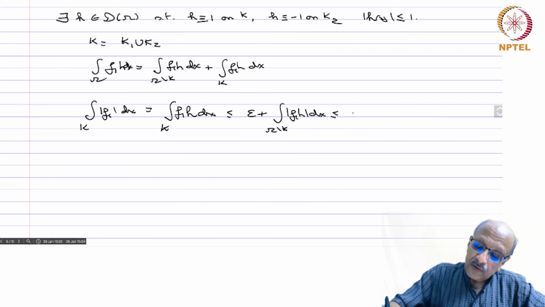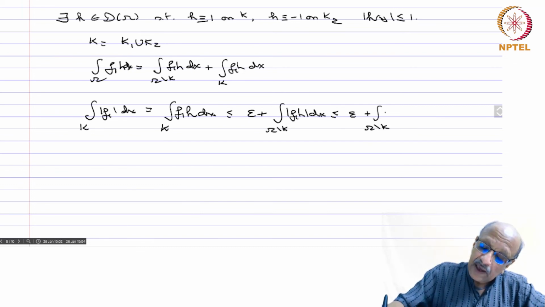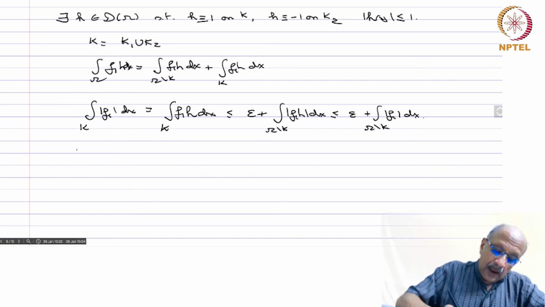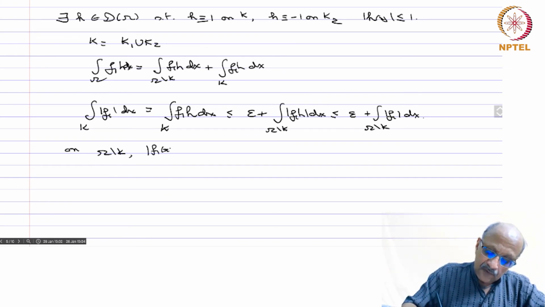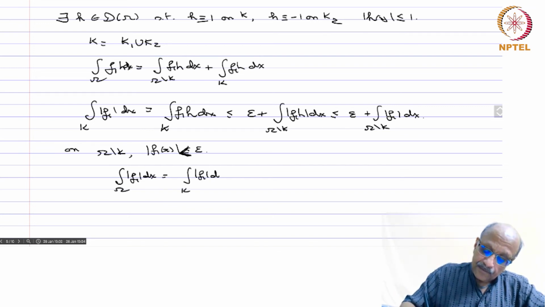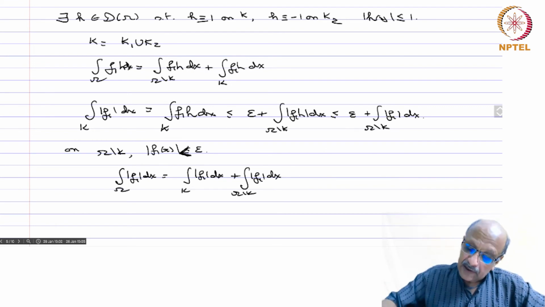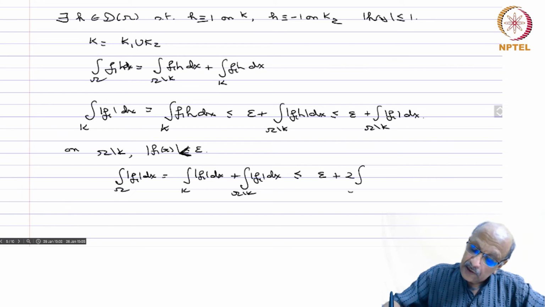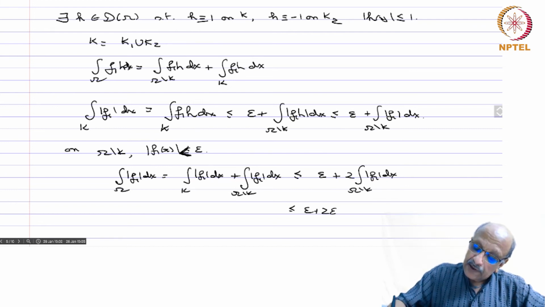And mod h is less than or equal to 1, so this can be written as less than epsilon plus integral on omega minus k of mod f1 dx. Okay, but on omega minus k, what do we have? We have mod f1 of x strictly less than epsilon. Therefore the integral on omega of mod f1 dx is equal to the integral on k of mod f1 dx plus the integral on omega minus k of mod f1 dx. The first one we just estimated, that is less than or equal to epsilon plus twice the integral on omega minus k of mod f1 dx, and that is less than or equal to epsilon plus 2 epsilon times mod of omega minus k, which I will write as less than or equal to mod of omega.